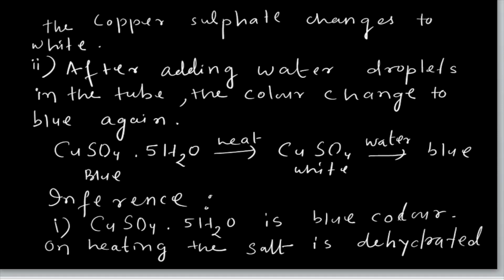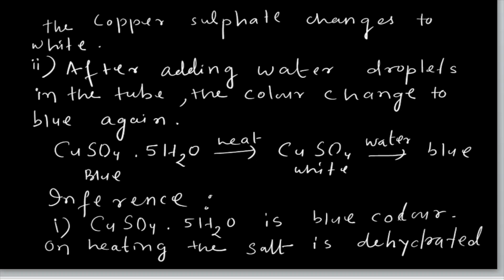If the blue color disappears, then what happens? The copper sulfate color changes to white. If one drop of water is added to the white copper sulfate in the test tube, what is the change? The color changes to blue again. That means copper sulfate that is blue has water molecules. How many water molecules? 5 water molecules. That is the hydrated form and the color is blue.